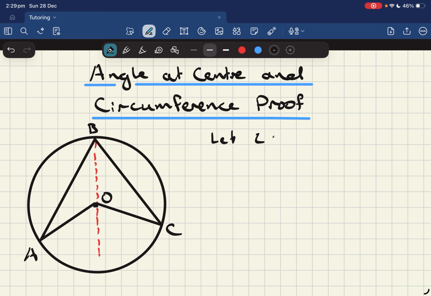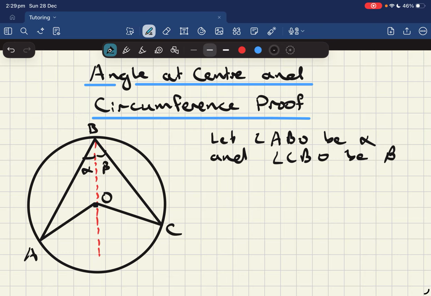I'm going to let angle ABO be, let's call it alpha, and I'm going to let angle CBO be beta. Okay, so let's just label these in. So this guy's going to be alpha. And this one here is going to be beta. Now, let's think back to what we know about isosceles triangles, because by doing this, we can see that we've formed two isosceles triangles because we have equal radii.